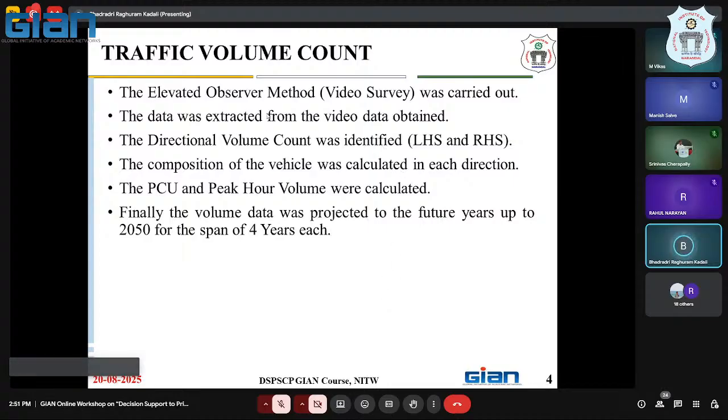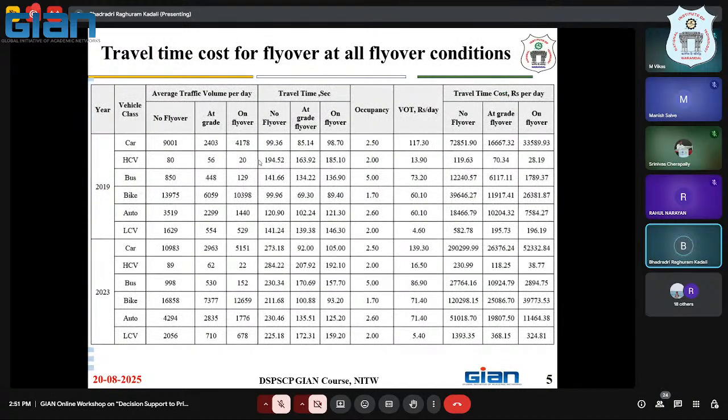These are the volume counts we have done on the flyover, at grade, on each direction of the flyover, as well as at grade. Then finally, we collected the travel time, delays, and fuel savings and all. Then we estimated the travel time cost.